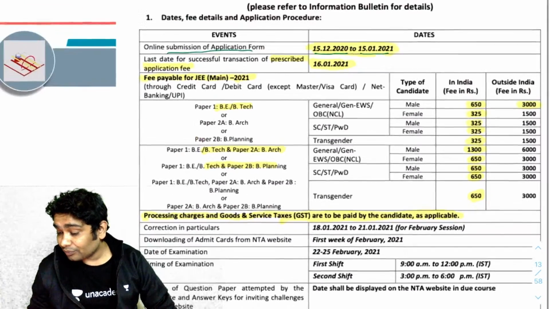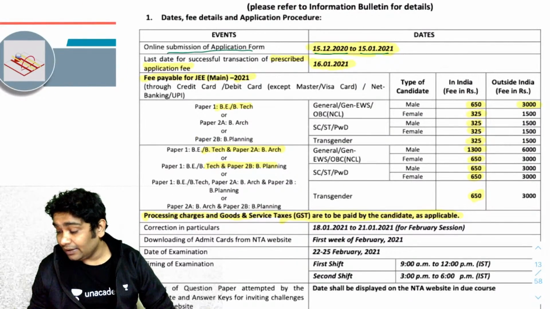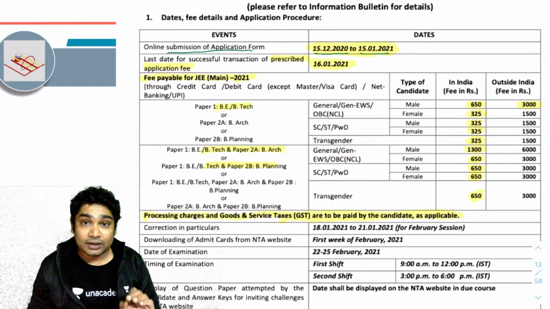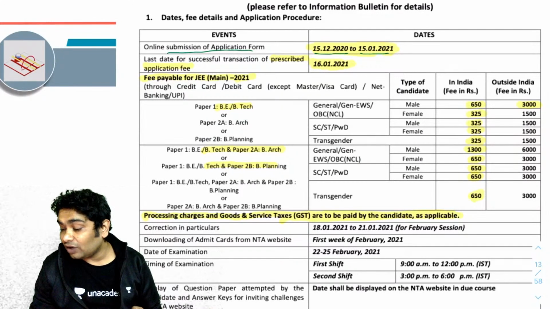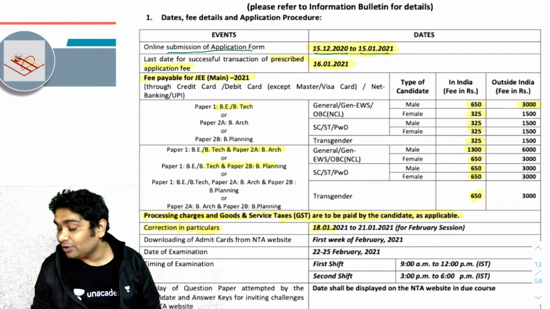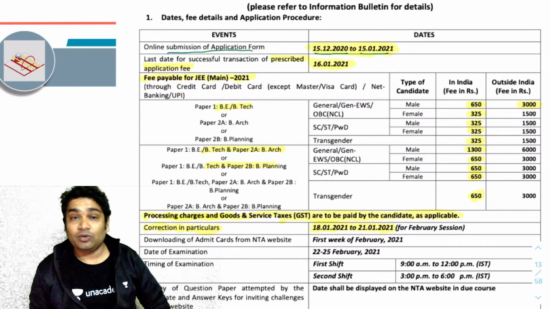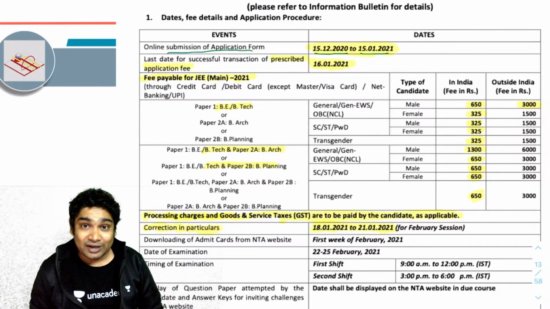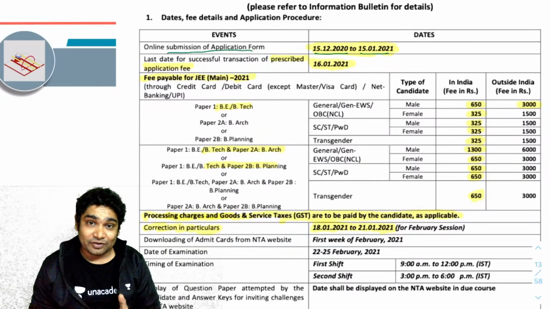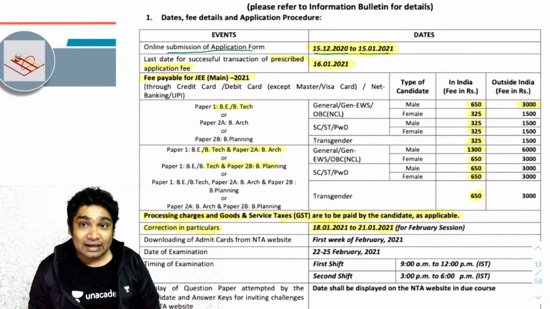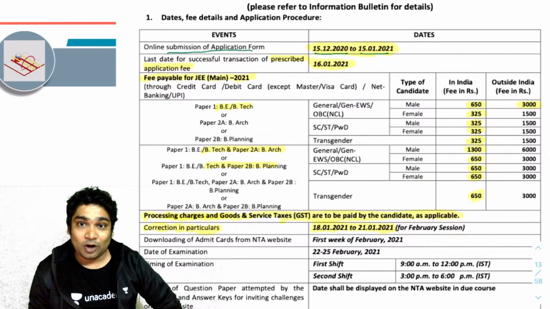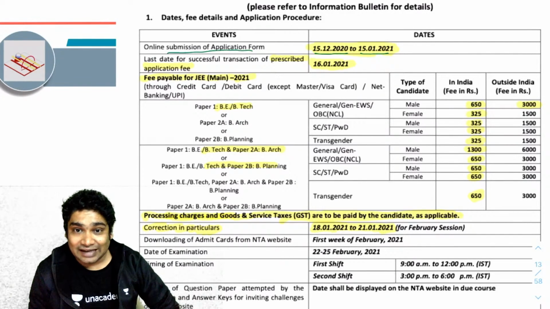Now, here is the next thing: the correction of particulars. When you filled your form, if you filled in something wrong, then you have a chance to file for correction of the details, and that opportunity will be given to you from 18th of Jan till 21st of Jan. So please remember, if by chance you make a mistake while filling your exam application, you can edit that within this timeline of 18th of Jan to 21st of Jan.